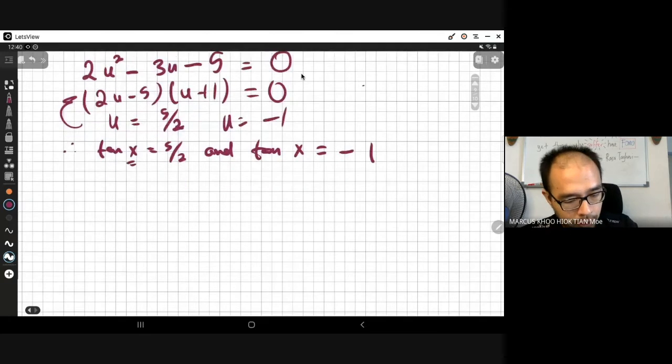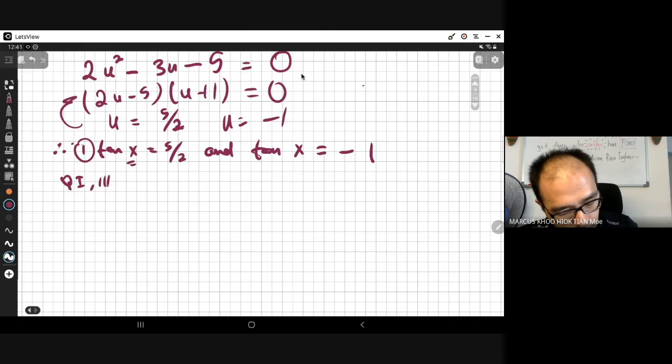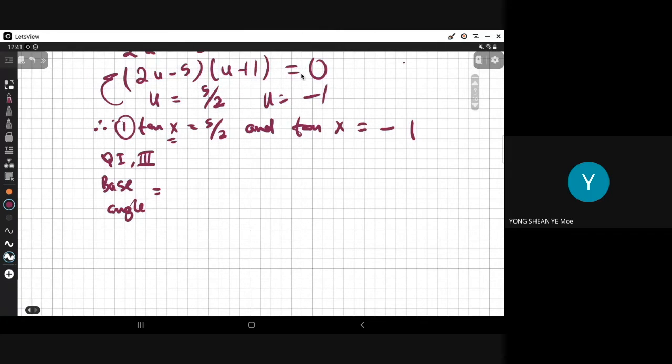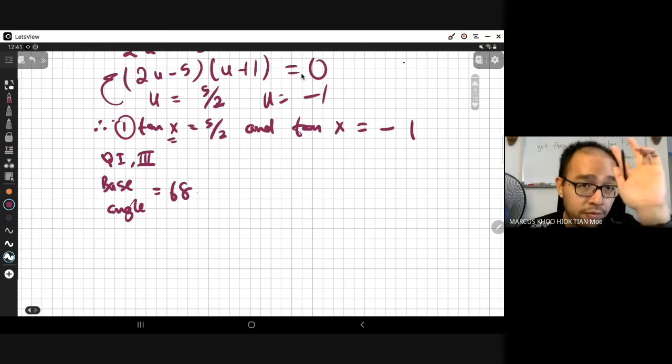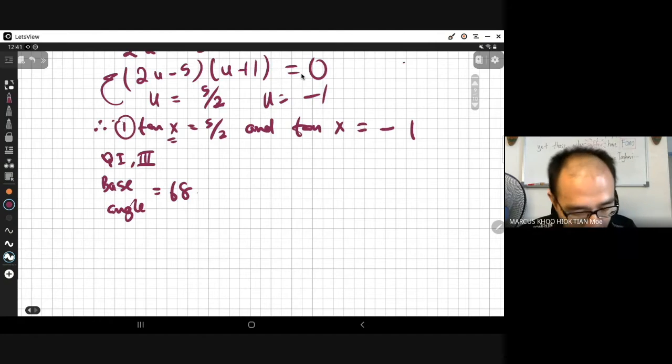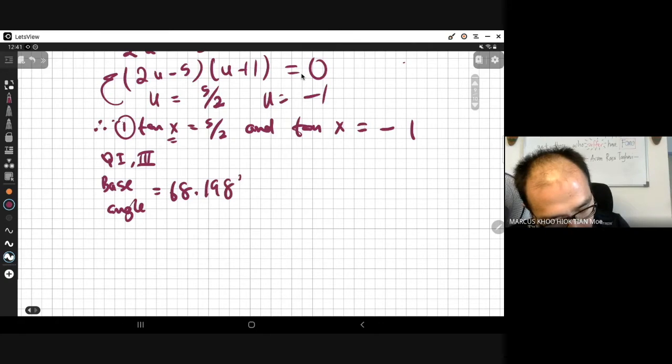Let's consider situation number 1 first. What quadrant are we talking about? Tangent 5 over 2 is positive. What quadrants are we talking about? 1 and 3, first and third. Quadrant 1 and quadrant 3. Base angle? 68.2. If there are more than 2 decimal places, can you give me 3? 68.198. Okay, let's go for that.